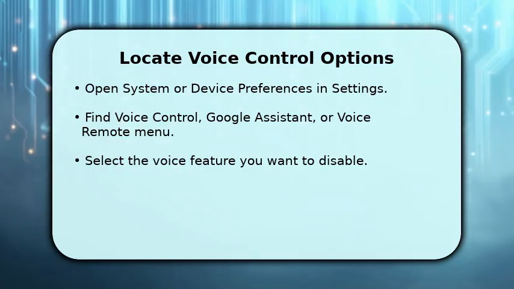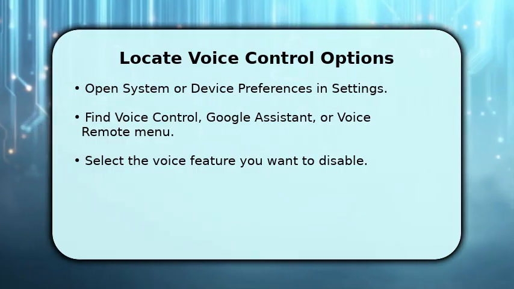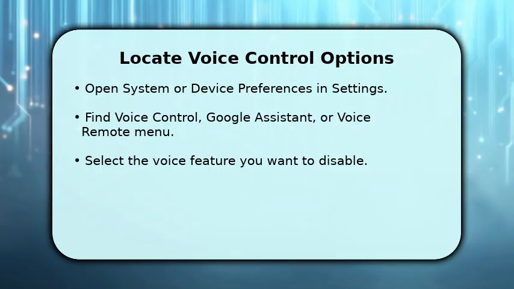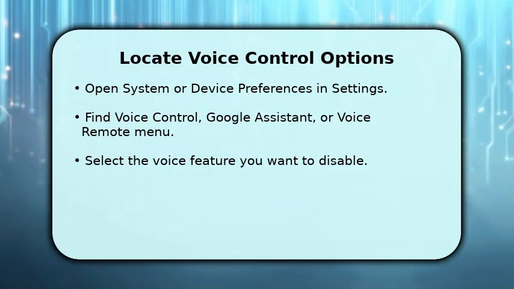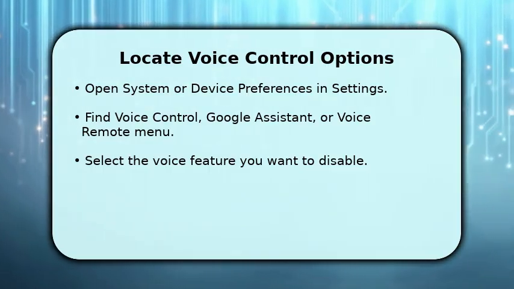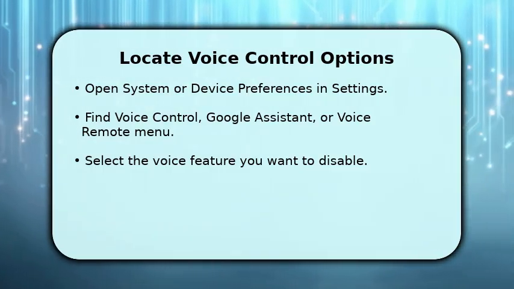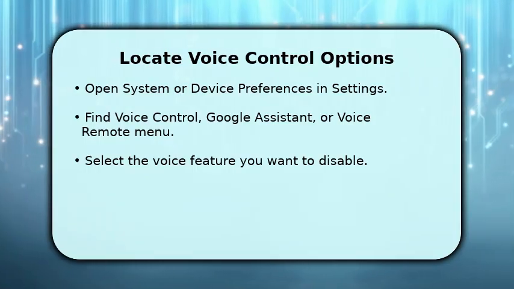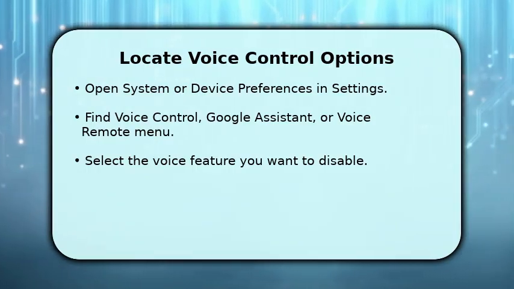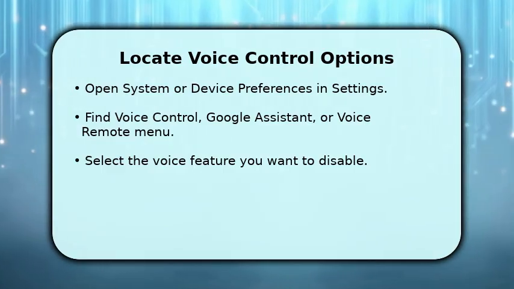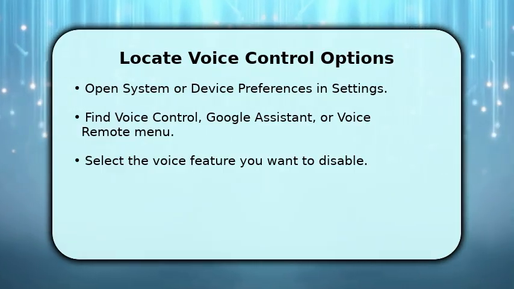After locating the specific voice feature, Google Assistant, built-in voice control, or a branded voice assistant, select it so the screen shows Enable/Disable choices. When you see the toggle or a Disable button, choose Disable to stop the TV from listening for wake words and from sending voice data to cloud services.